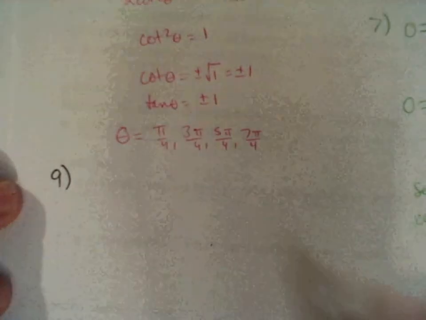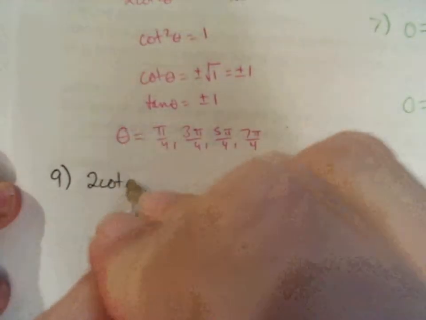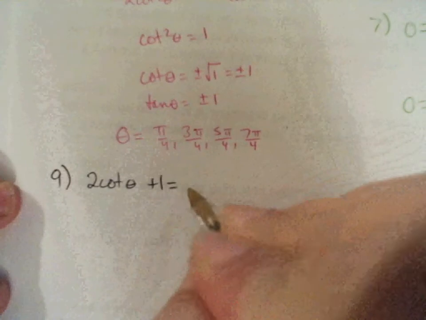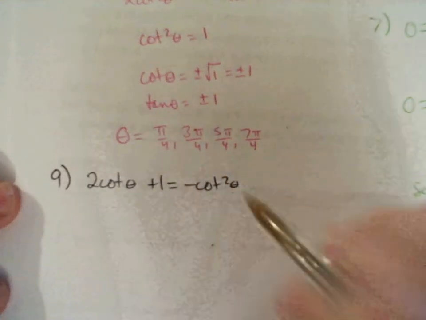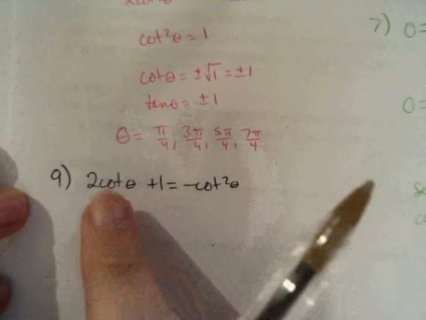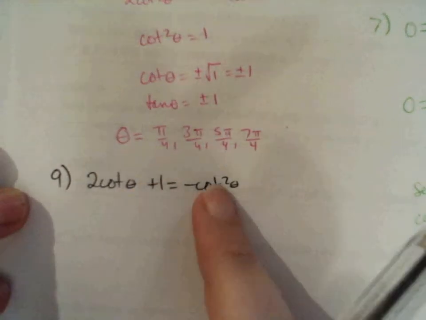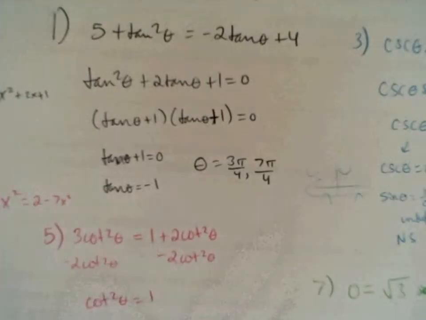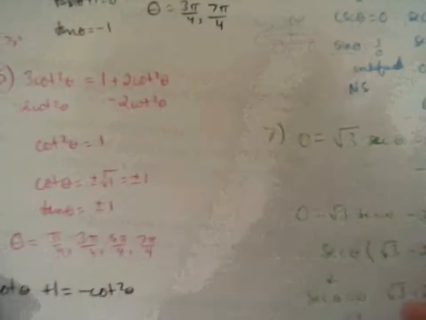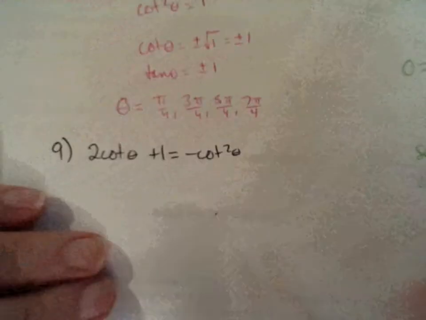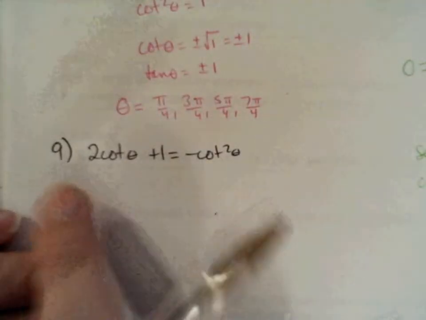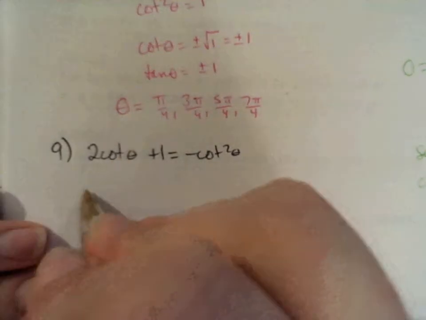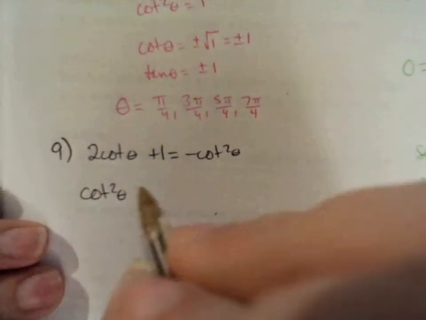We're going to solve 2 cotangent theta plus 1 equals negative cotangent squared theta. Okay, so in this case I've got a linear cotangent, a constant, and a quadratic cotangent. This is reminding me of the quadratic form in the first problem, number 1. So what I'm going to do is get everything on the same side. I'm going to make the cotangent squared be positive, so I want to move that over here.